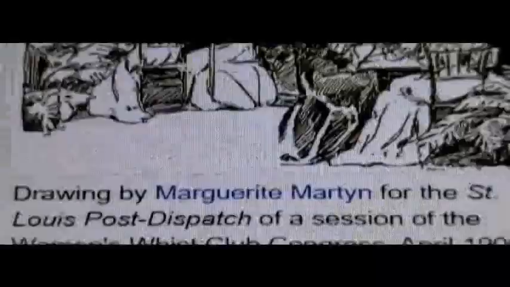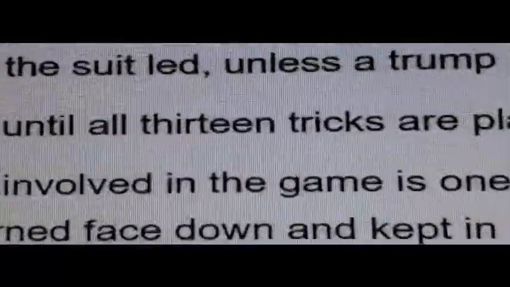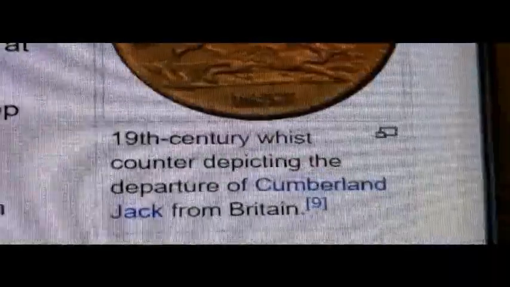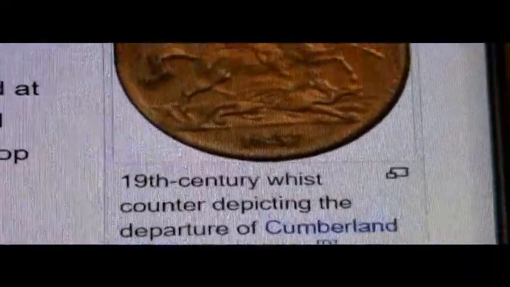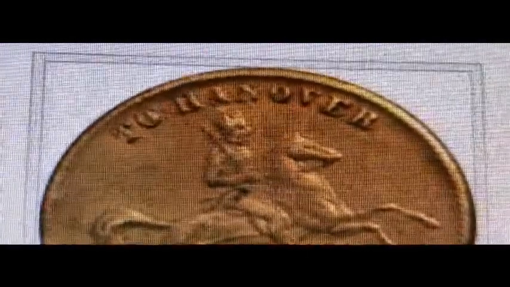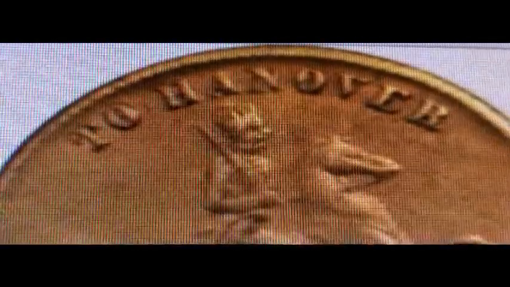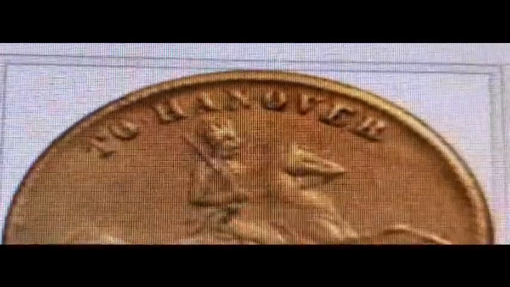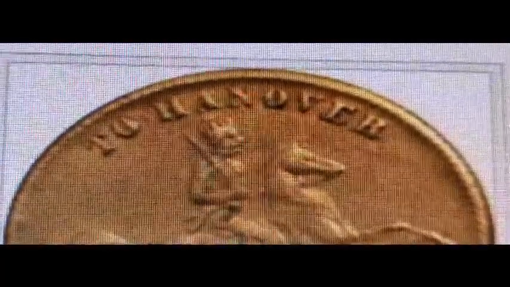1906, that's 6-6. So play continues until all 13 tricks are played. And funny that there's 13 Illuminati families that rule this world. Kind of weird. I just found this kind of a little interesting. This is a little coin that they show, Hanover, and see the guy, it's got a little crown. That's weird. I wonder if the Hanover is to hand over.